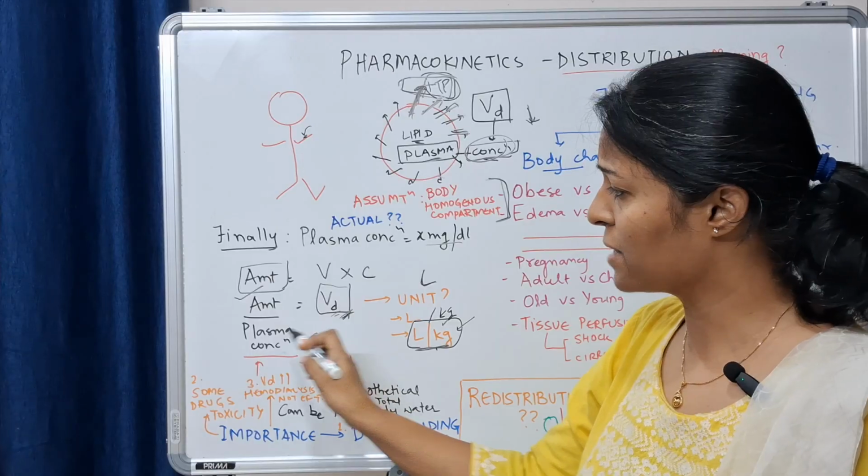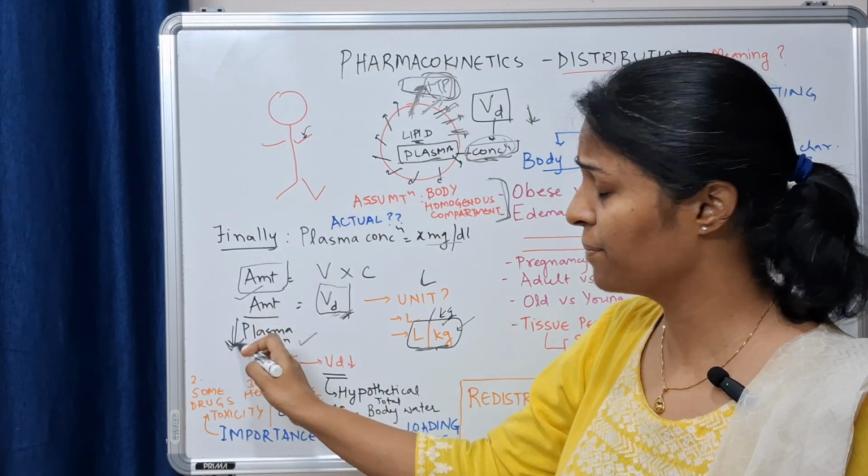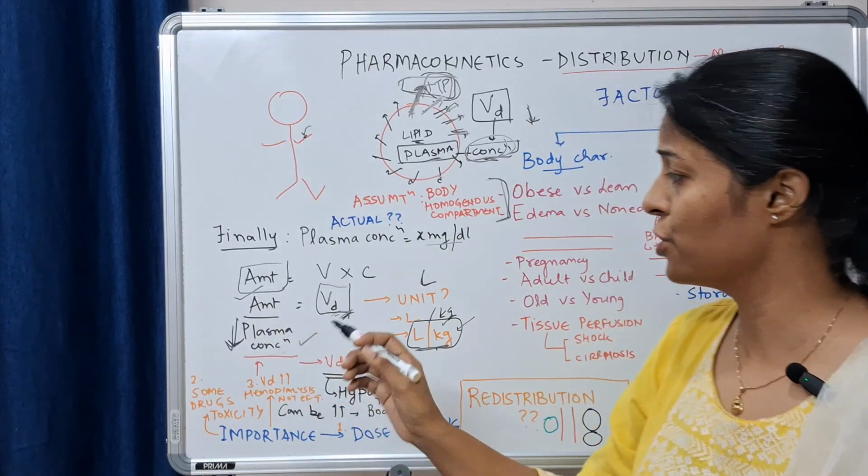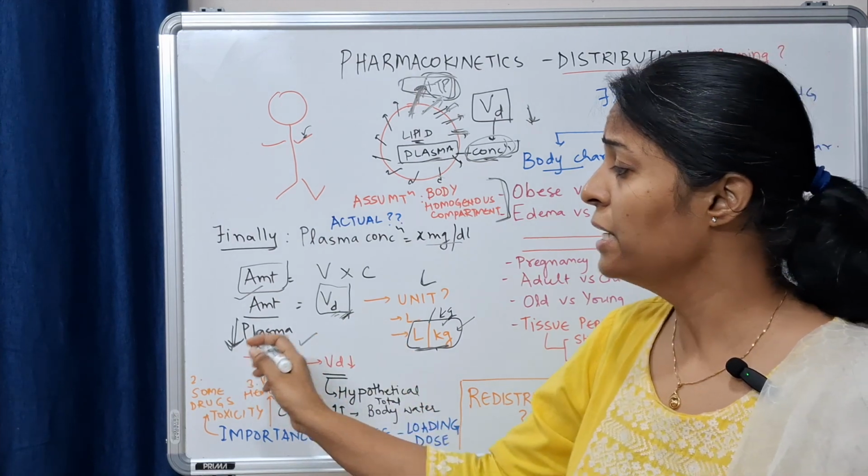So what we will get: suppose we take out the sample after equilibration, the plasma concentration we get is much less.